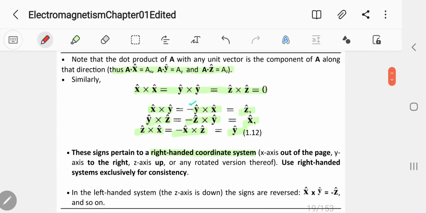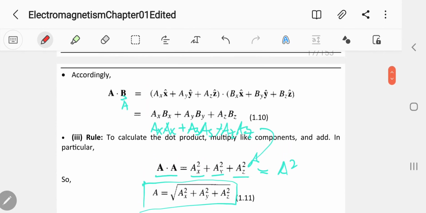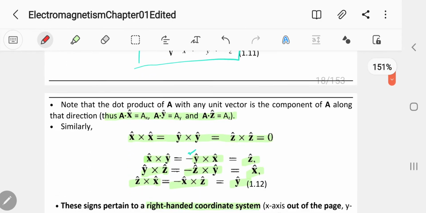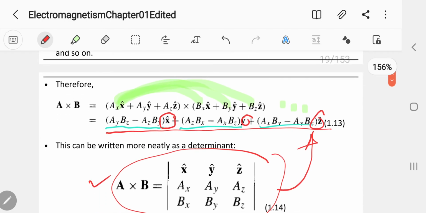So A cross B is a vector product, and A dot B is a scalar product. Look, it doesn't have x hat, it does not have y hat and z hat. It's purely a number. This one you have a direction here.